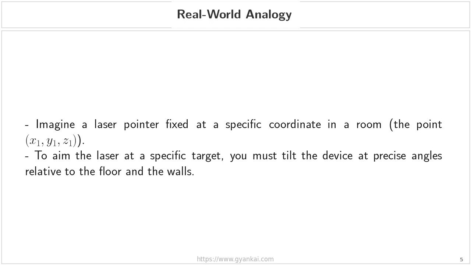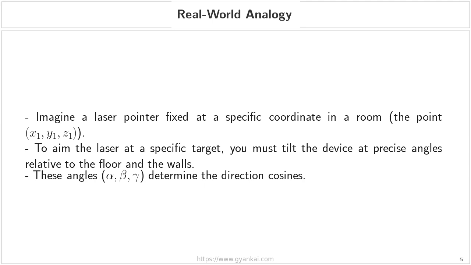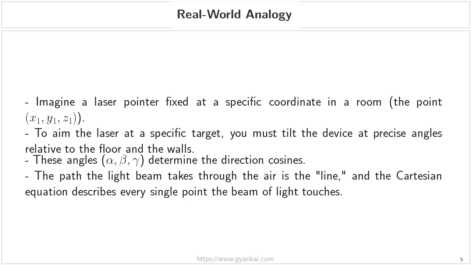Now, to hit a specific target across the room, you can't just point it randomly. You have to tilt the device at very precise angles relative to the floor and the walls. In our mathematical model, these specific angles, alpha, beta, and gamma, are exactly what determine our direction cosines, which we've labeled as L, M, and N. The actual path that the beam of light travels through the air represents our line in three-dimensional space. And the Cartesian equation we just derived? That equation is essentially a mathematical description of every single point that the beam of light touches as it travels from the pointer to the target.